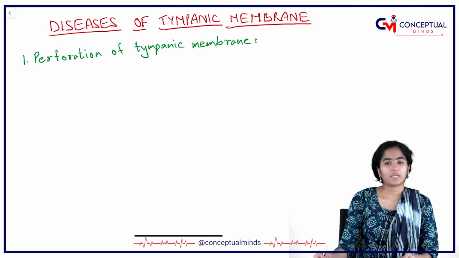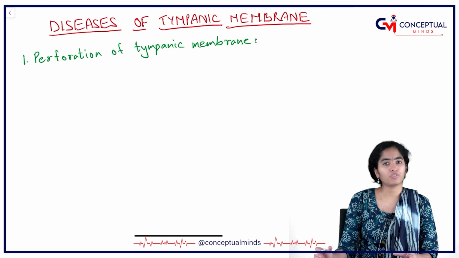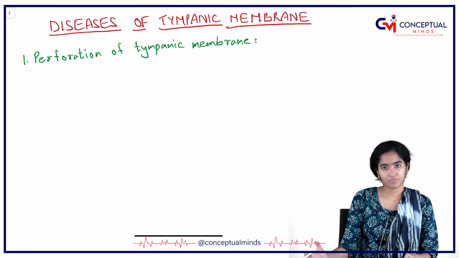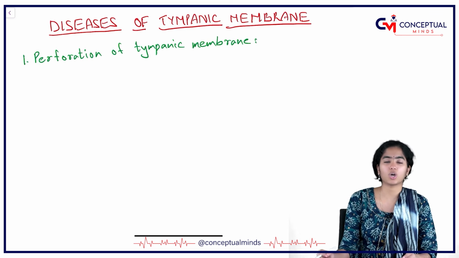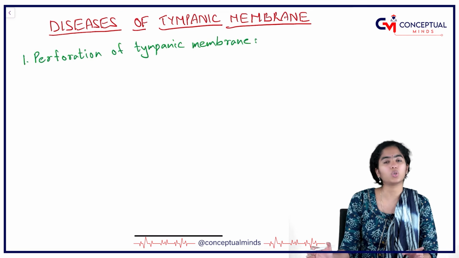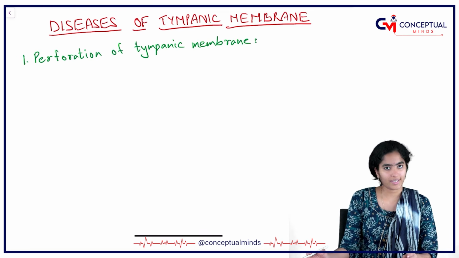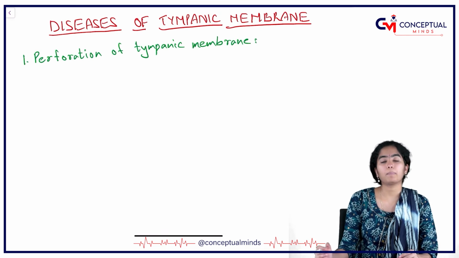Perforations of tympanic membrane can be categorized into various types depending upon the location and the size of perforation. Size of perforation is very simple. It is a small perforation or a medium perforation or a subtotal perforation or a total perforation. It's very easy to understand. But we have to learn about a central perforation and a marginal perforation properly.